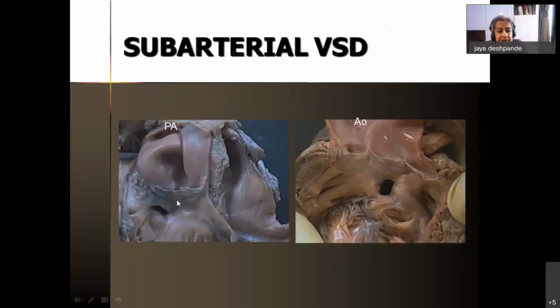So this is the subarterial VSD, the pulmonary valve and the pulmonary artery, and here you see in the outflow the septal defect. The same defect as you see on the left side. This is the aortic valve, and here you find the defect. This defect is a little more anterior than the perimembranous type of VSD.